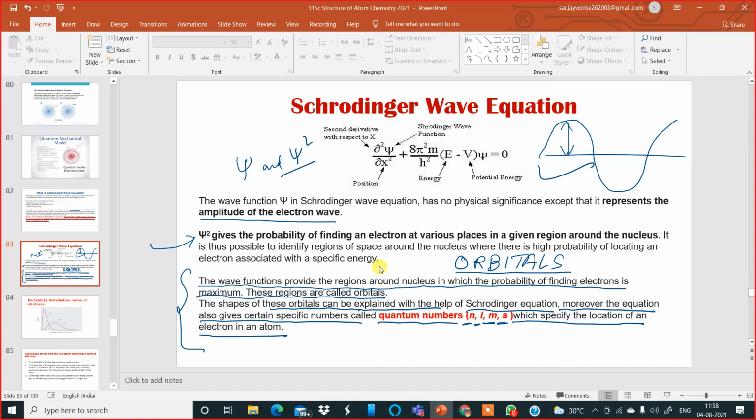Schrodinger took into consideration the wave particle duality of electrons, and then he devised an equation and solved it mathematically. He came to the conclusion that the probability of finding electrons can be articulated and located. And after solving the equation completely, he came to the concept of four numbers, called quantum numbers n, l, m, and s, which specify the location of an electron in an atom.